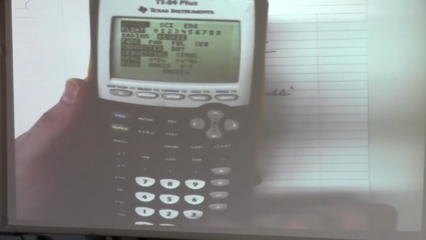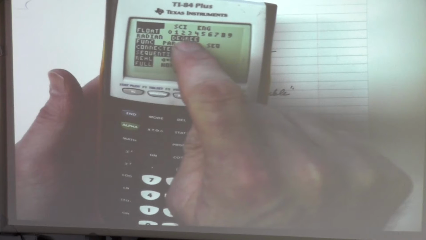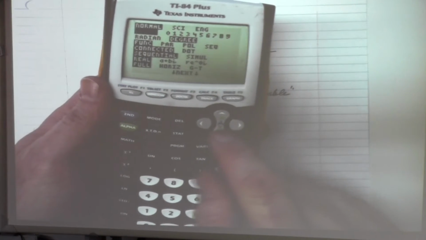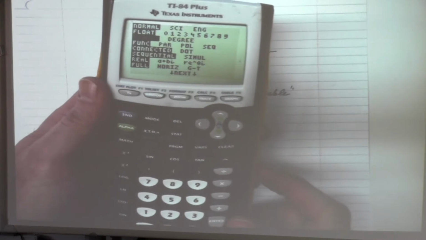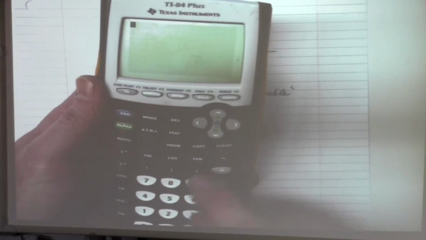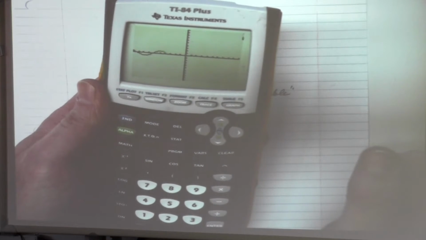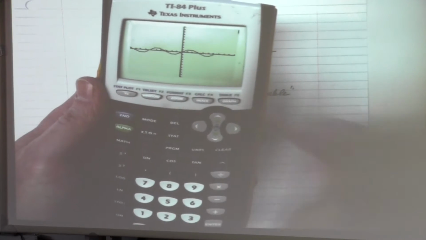First, hit the mode button, and you see it says degree that's being currently outlined there. So we're going to go down to radians and press enter, and it's now radians. So when I go back here to sine x and graph it, I get what is actually the sine curve.